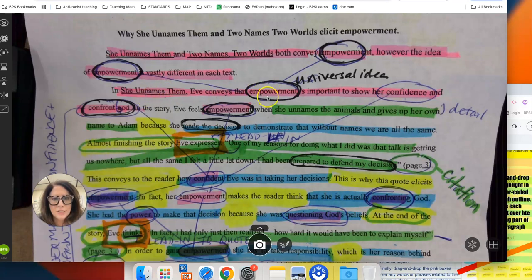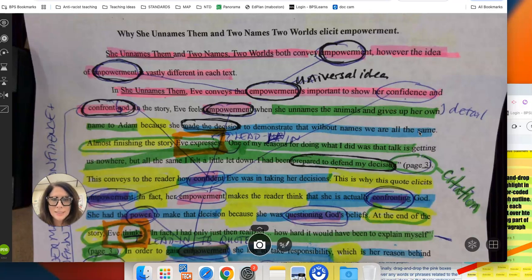We want to make sure, yes, does our topic sentence have one universal idea? Does it also have an impact universal idea? And it does. There's empowerment. Okay, so what? Well, Eve's empowerment results in, or the impact is that it builds her confidence so that she can confront God. That is the claim that this writer is making. Then green would be specific evidence from the story, detail, and because we have a sentence extender, which is very powerful because it leads us right into our reasoning. In blue, reasoning is blue.